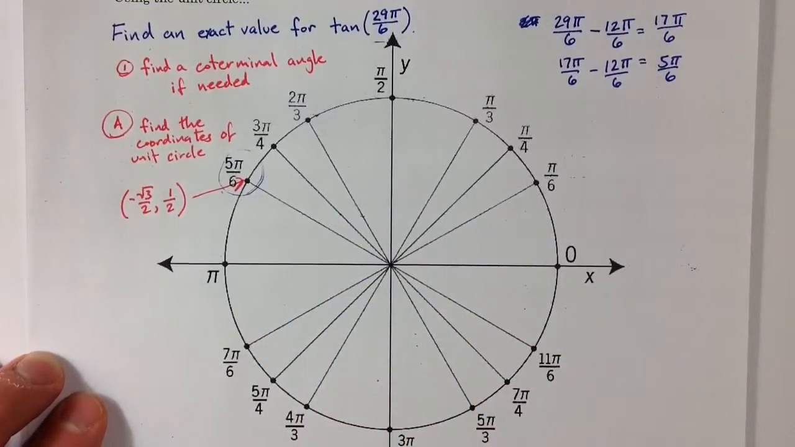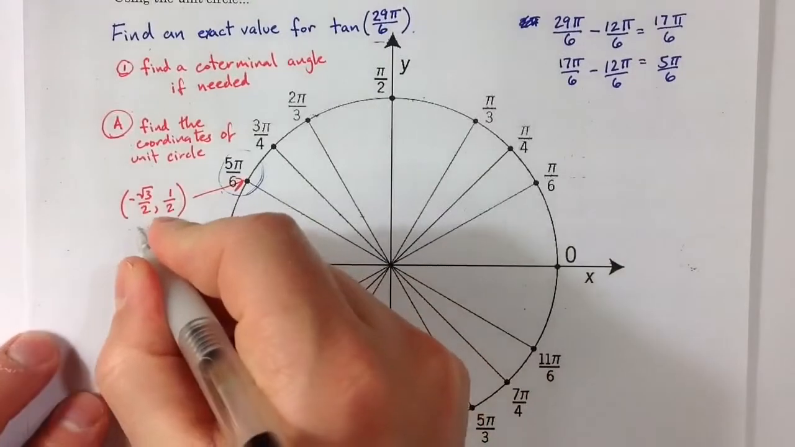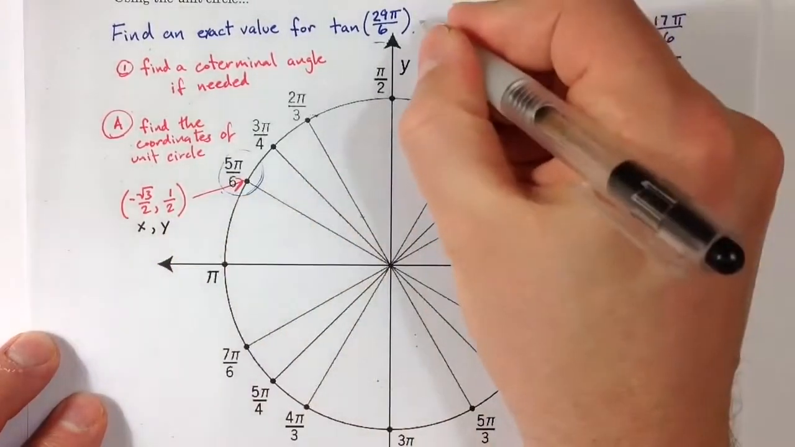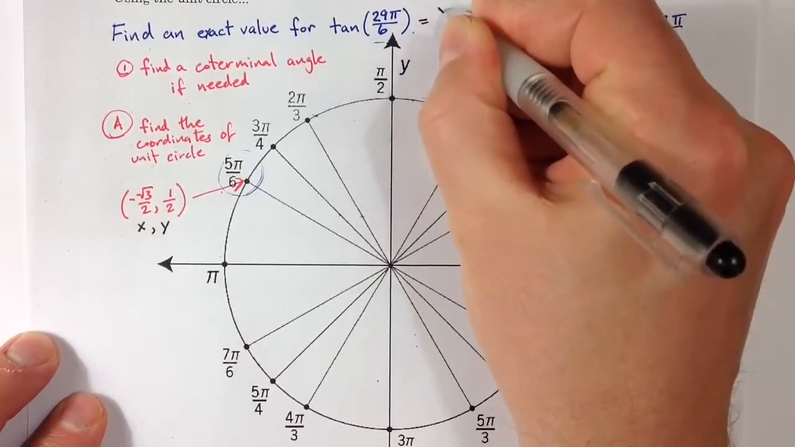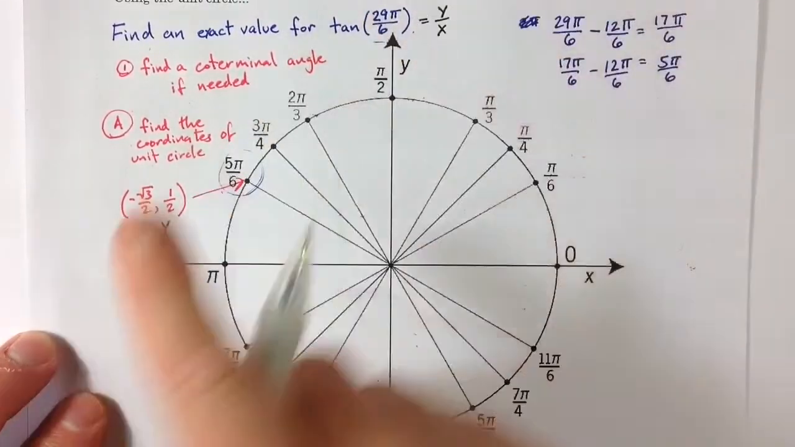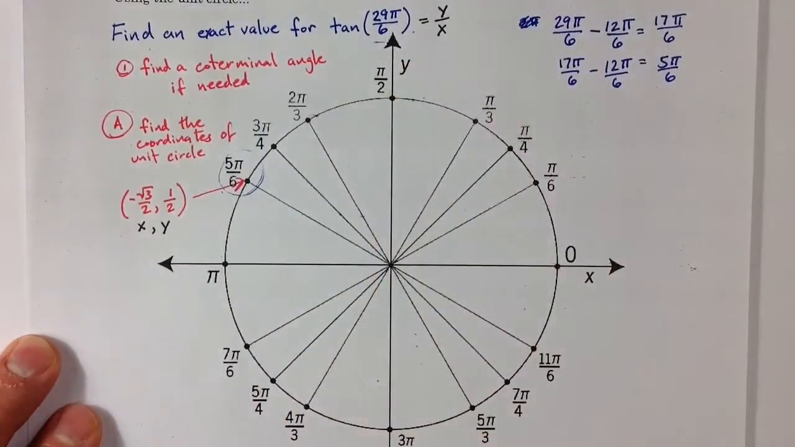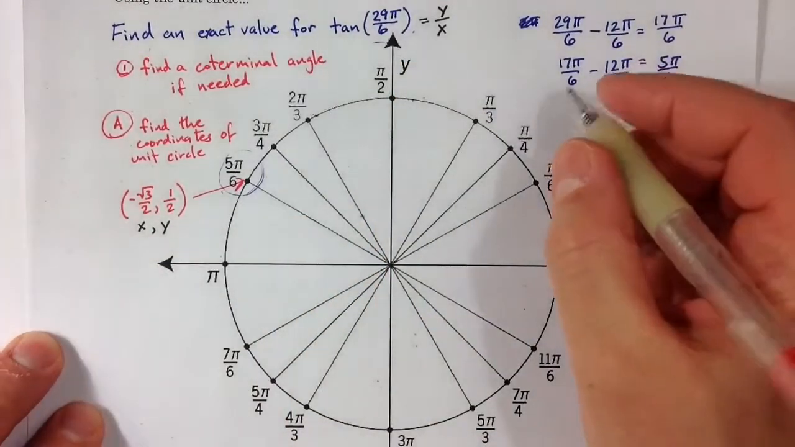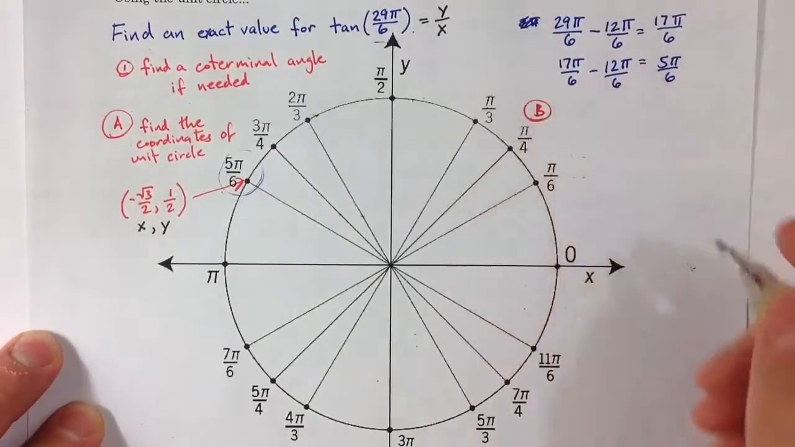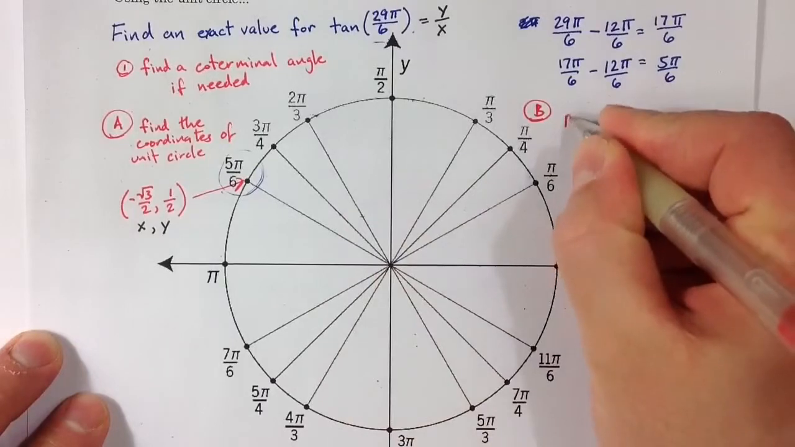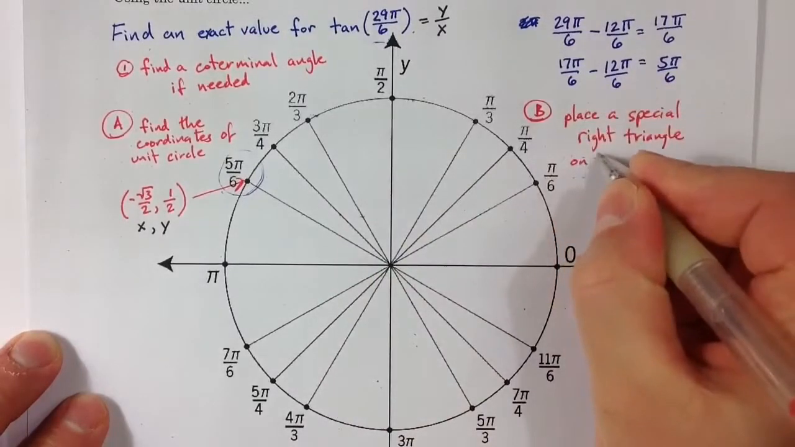If we have the coordinates, the first is the x coordinate, the second is the y coordinate, and tangent is equal to y over x, and so we could use these coordinates to find the tangent value. I want to suggest a second, slightly different method, which would be to place a special right triangle on the unit circle.